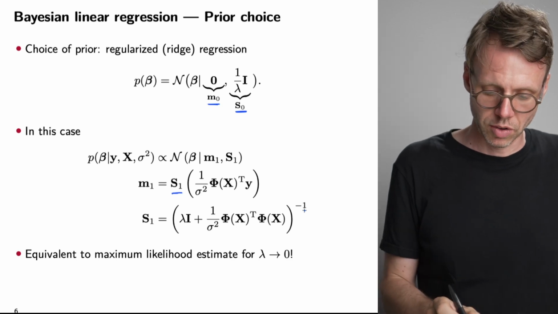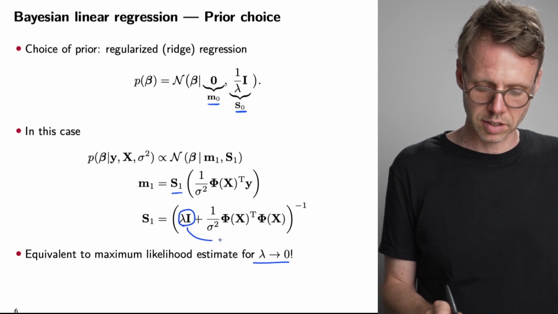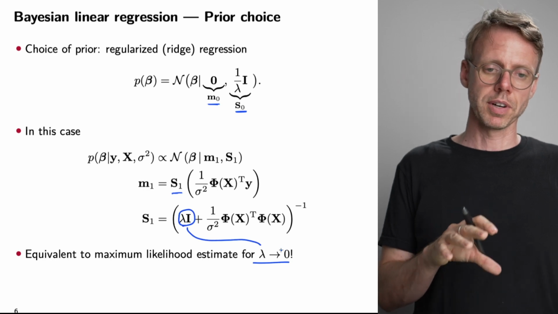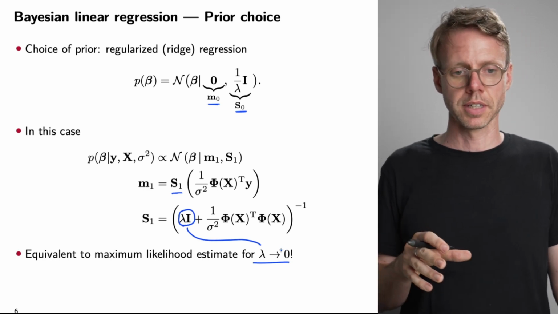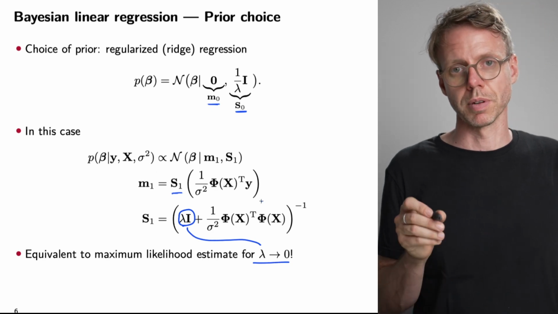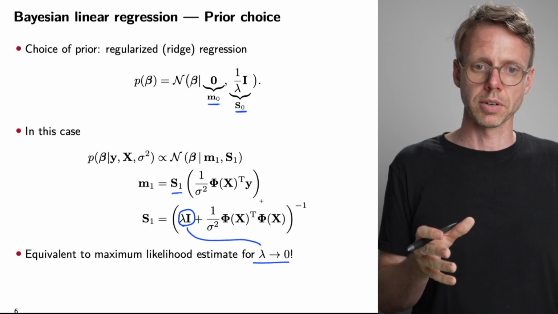Now, for lambda equals 0, this will actually be equivalent to the maximum likelihood estimate, or at least the mean of this distribution will be equivalent to the maximum likelihood estimate.